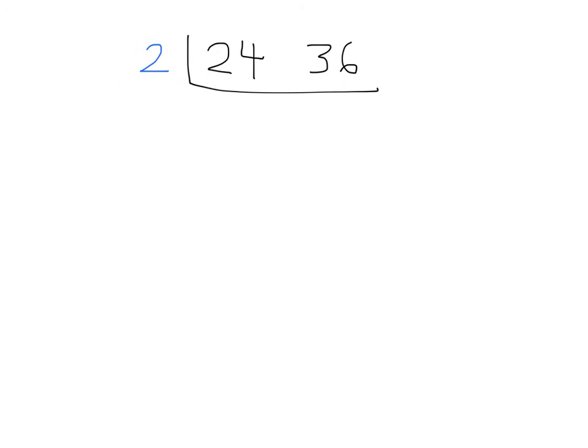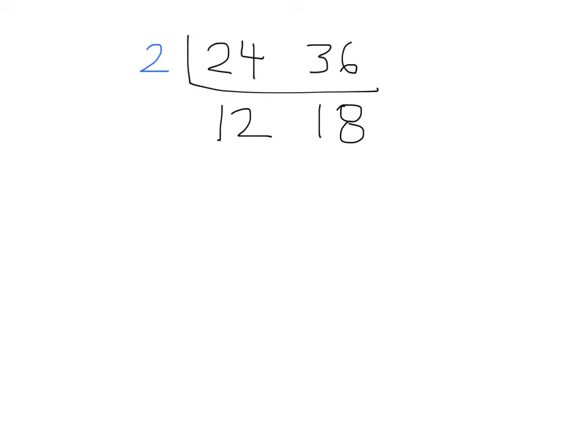Now I'm going to divide it in. How many times does 2 go into 24? Well, it goes in there 12 times. And how many times does 2 go into 36? Well, it goes in there 18 times. 2 times 18 is 36.